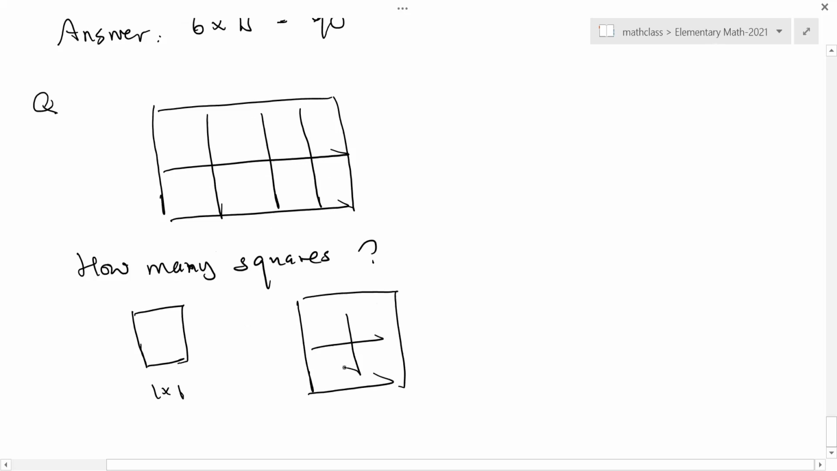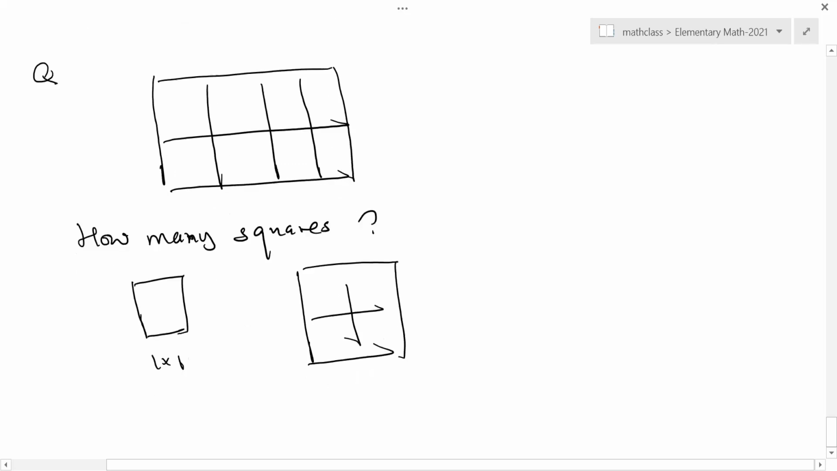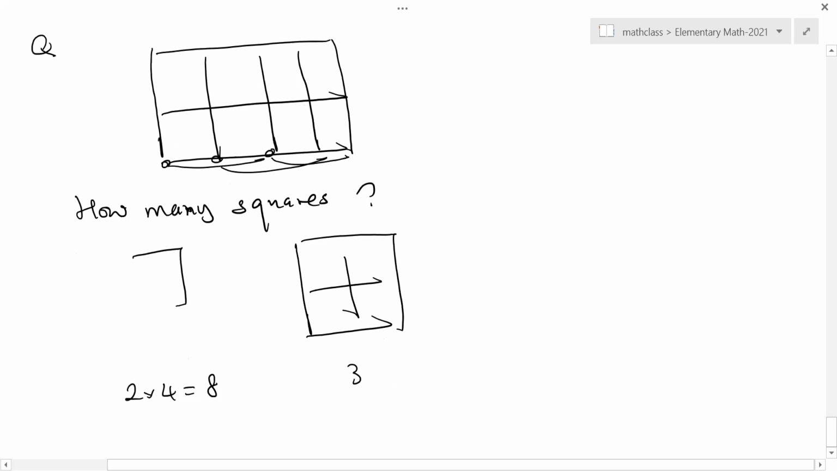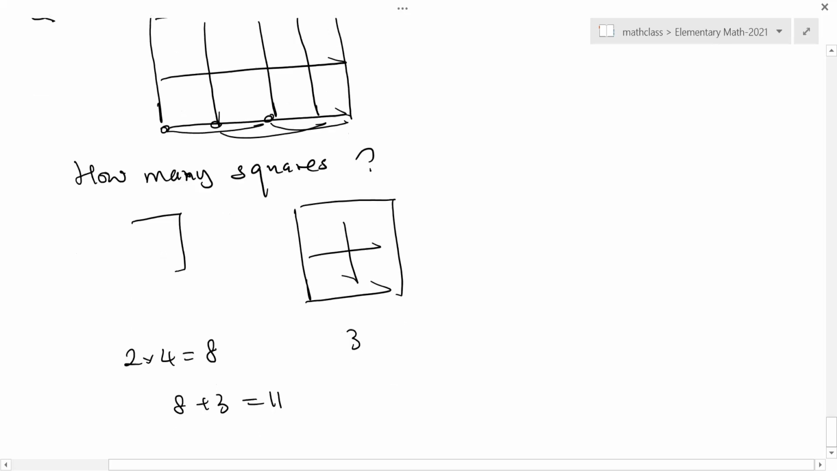So 1 by 1 squares are easy to count. You have this size 2, the size 1, 2, 3, 4. 2 times 4, it's 8. So 2 by 2 squares, how do you do that? It's determined by pairs of points here. So 1, 2, and I think 3. That's only 3 here. So 8 plus 3 is going to be 11. So there are 11 squares there.